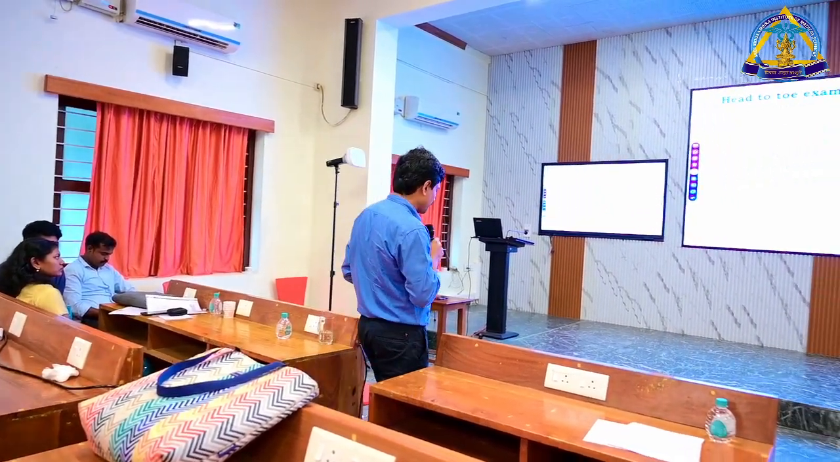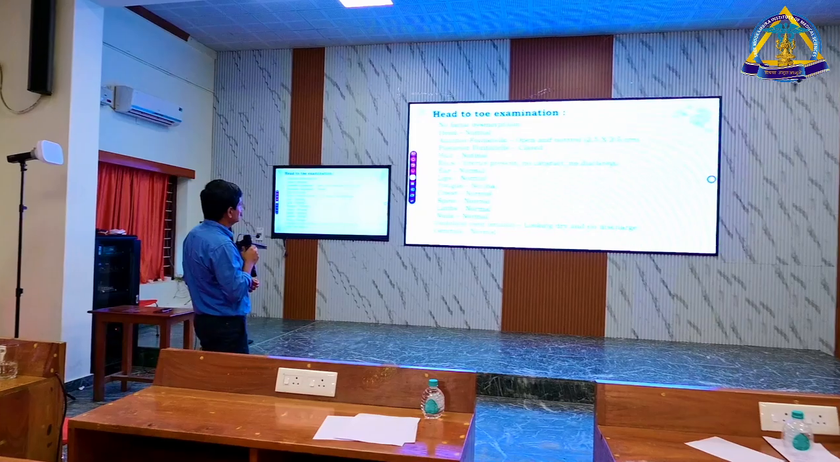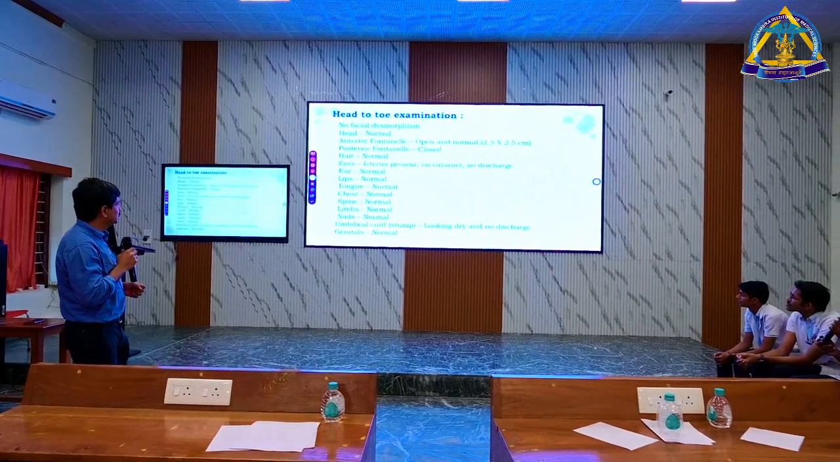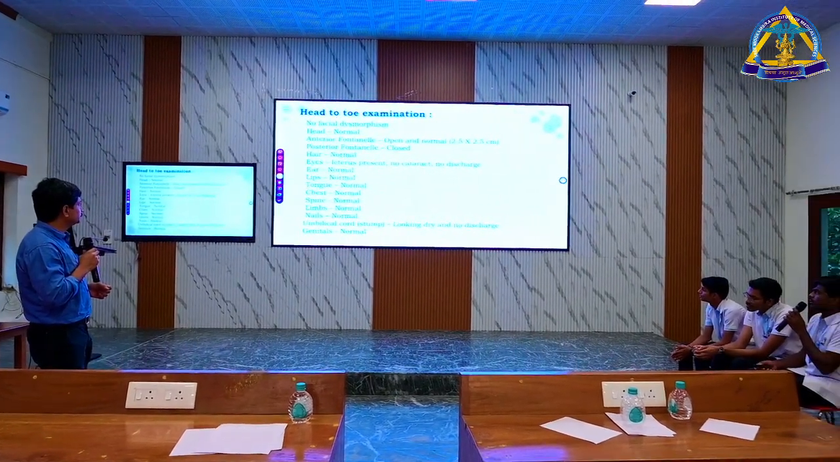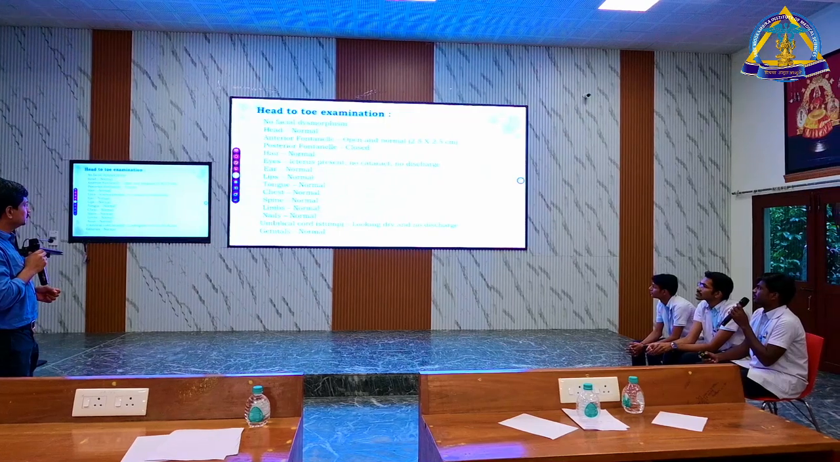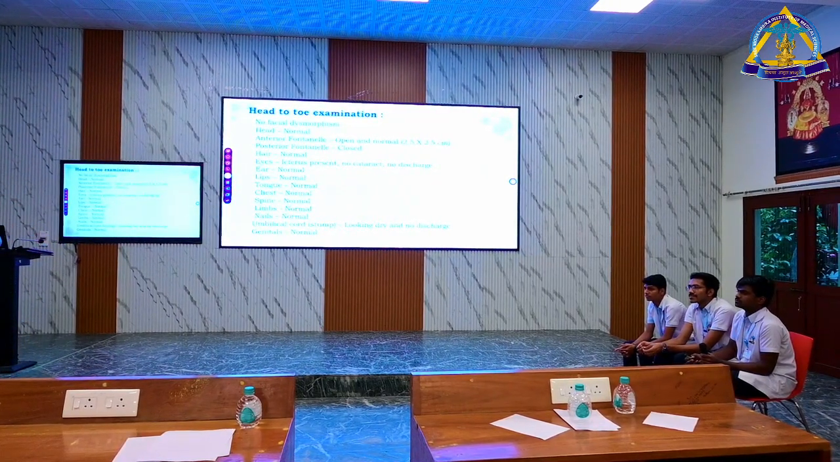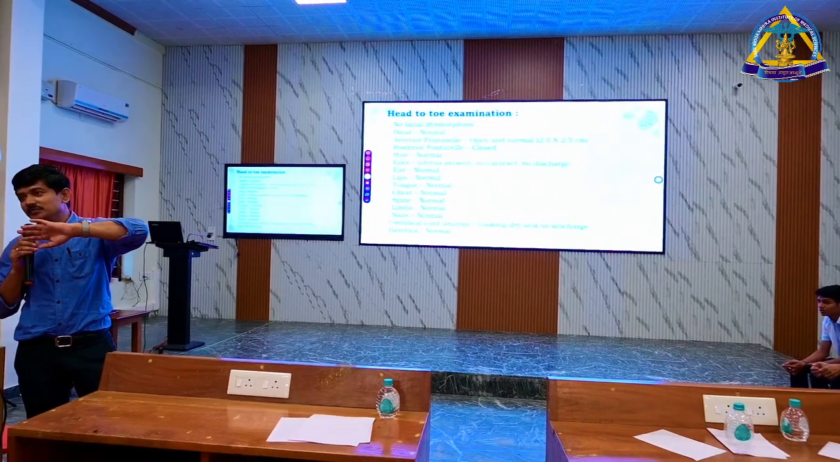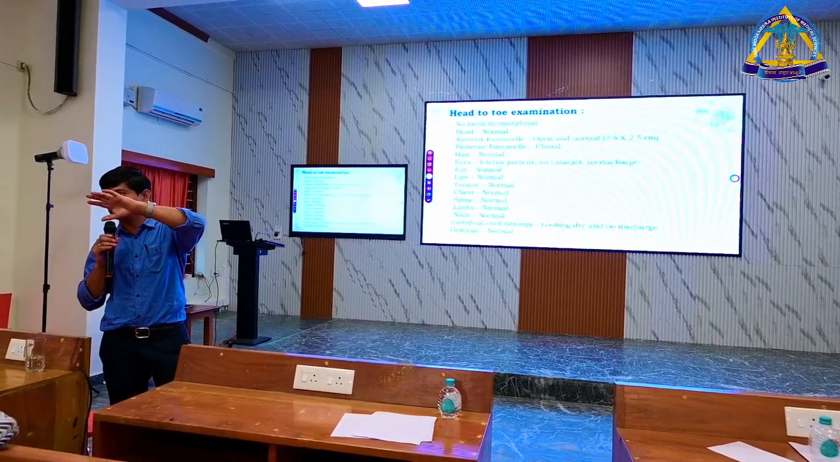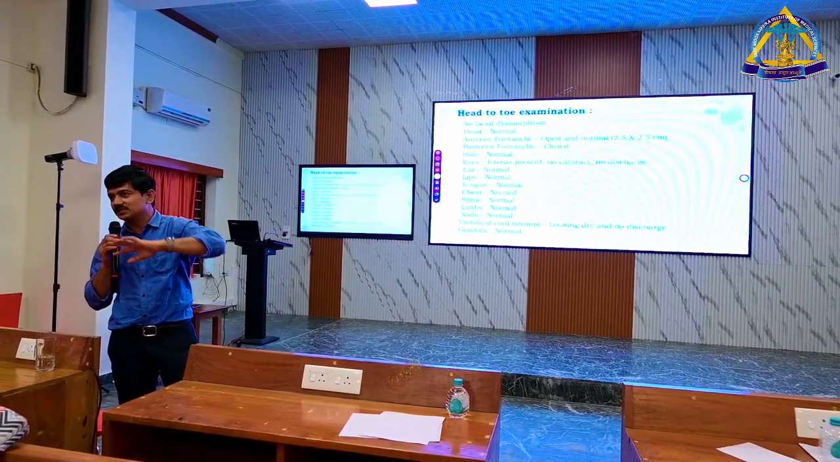Then head to toe examination. No facial dysmorphism. Head normal. Anterior fontanelle open, normal. It is 2.5 by 2.5. I told you how to measure the dimension; it has to be diagonal. When will it close? 9 to 18 months. Then what are the causes for delayed closure and wide open fontanelle? Everything I told you, read from Meharban Singh.